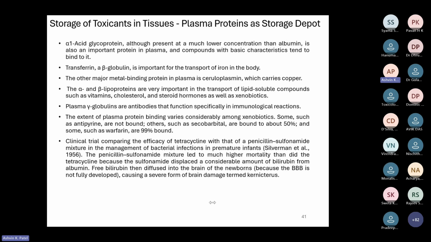In one clinical trial comparing the efficacy of tetracycline with that of a penicillin-sulfonamide mixture in the management of bacterial infection in premature infants, the penicillin-sulfonamide mixture led to much higher mortality than tetracycline, because the sulfonamide displaced a considerable amount of bilirubin from the albumin. That free bilirubin then diffused into the brain of the newborn baby, crossed the blood-brain barrier, and caused a severe form of brain damage termed kernicterus.